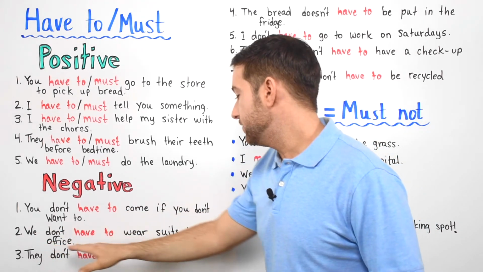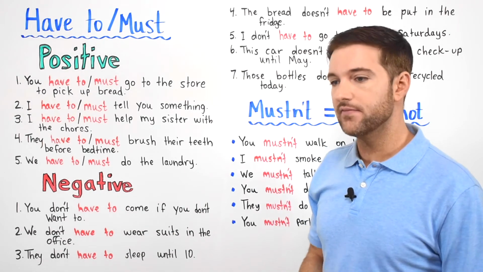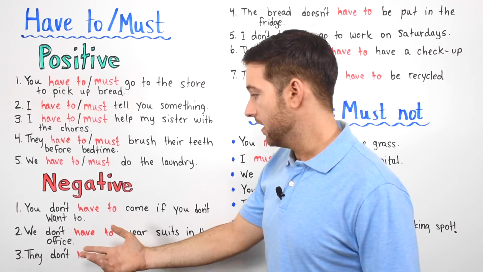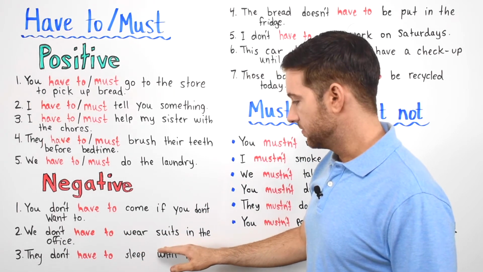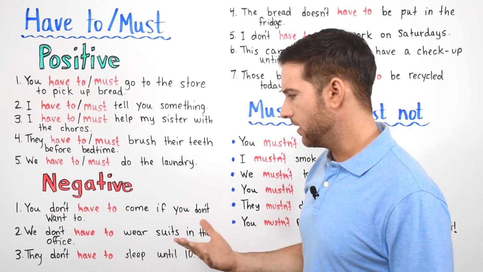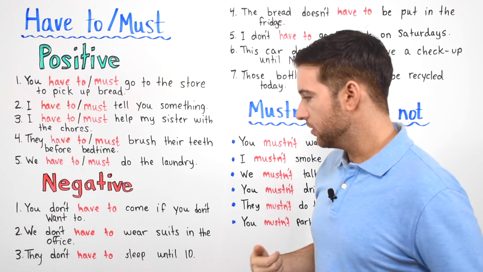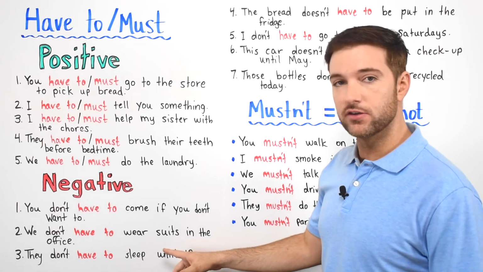Number two, we don't have to wear suits in the office, okay? So obviously you're working in an office, okay? So it's your job. And you're not required to wear suits, okay? You can wear whatever you want. Maybe you can wear a t-shirt like this. You can wear nice pants and nice shoes, but you don't have to wear a suit, okay?